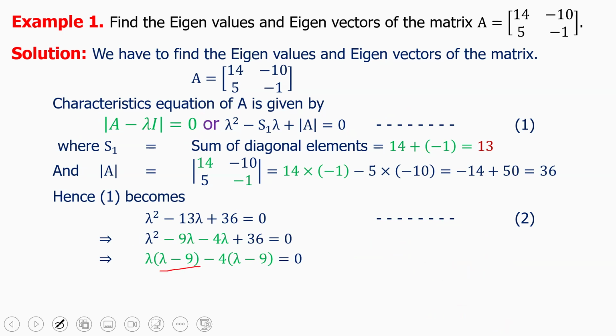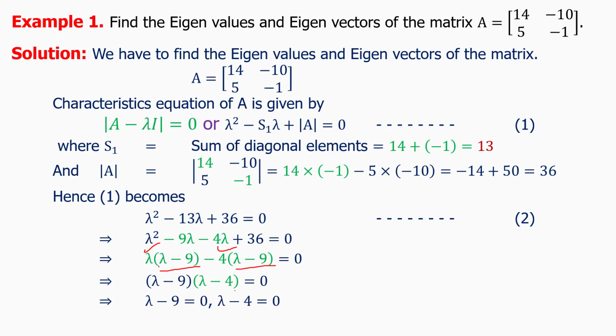Now since lambda minus 9 is common in both parts, we can take lambda minus 9 outside. Here lambda is remaining and here minus 4 is remaining. So lambda minus 9 into lambda minus 4 is equal to 0. If we simplify, we get lambda minus 9 equal to 0 or lambda minus 4 equal to 0. It gives that the values of lambda are 4 and 9.